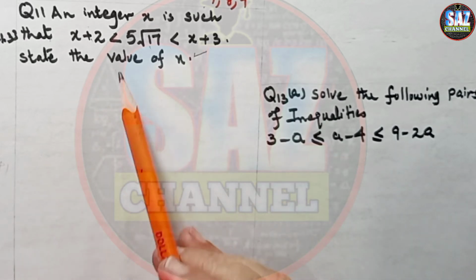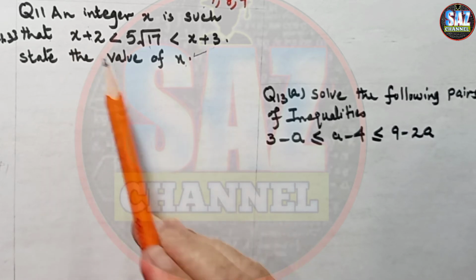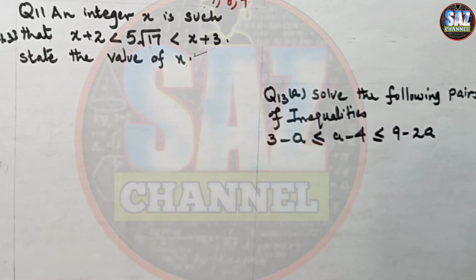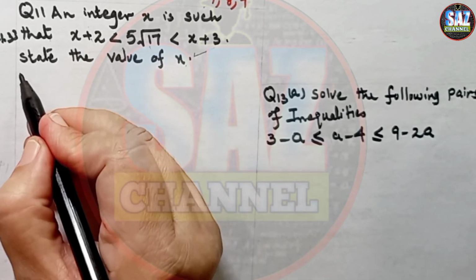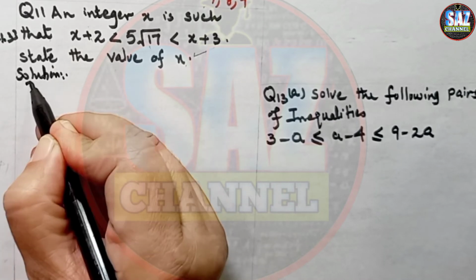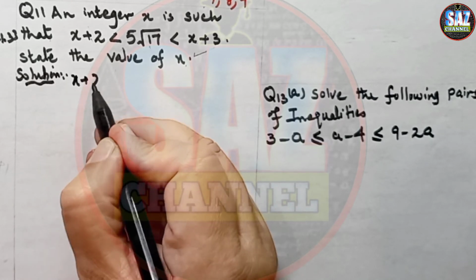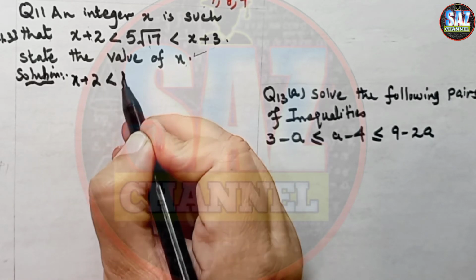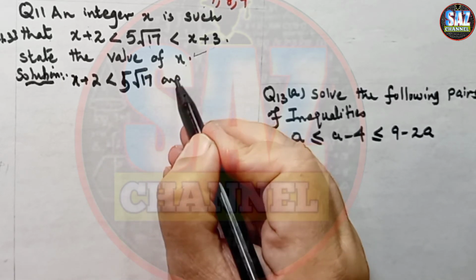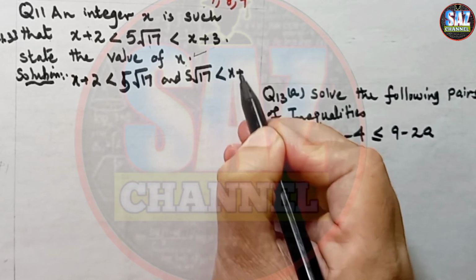So in order to solve this inequality and get the value of x, we have to first divide the given inequality into two parts. So I can write it in this form. What we can do is, x plus 2 is less than 5 into under root 17, and 5 under root 17 is less than x plus 3.